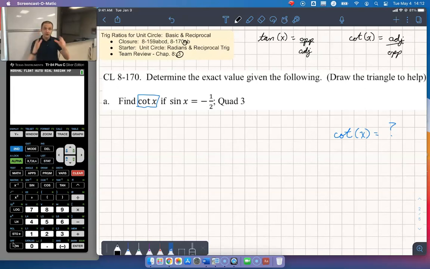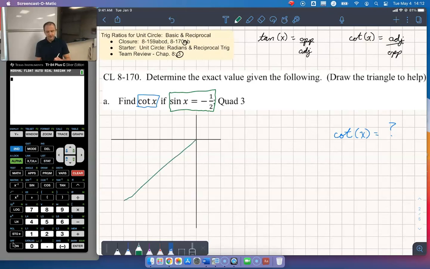So when I'm drawing a right triangle, I need to know my opposite side and my adjacent side. What am I being given? I'm given that the sine of x equals negative 1/2. Remember, sine means opposite over hypotenuse. I'm also told that it is in quadrant 3, so I'm going to draw it in quadrant 3. I'm drawing my right triangle, the opposite side is negative 1, and the hypotenuse is 2, with angle x right there.